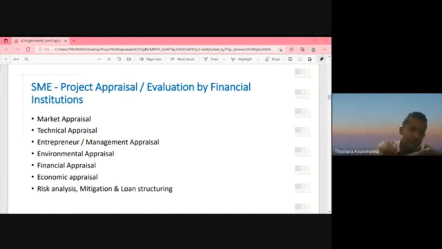Once you do the appraisal, implementation follows. After implementation, you do the monitoring, supervision, or review and evaluation. All these activities one can see from the top, and this is project management. Project management includes everything from appraisal to implementation to supervision to review, right? Under that project management umbrella, we undertake different initiatives. Project appraisal is one of the key ones.